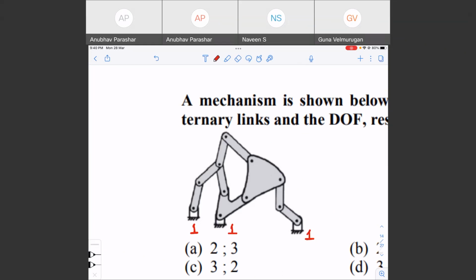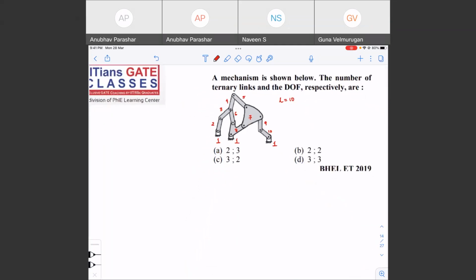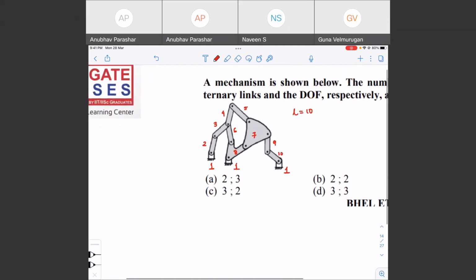After that, let me see how many links are there. So in total, I can see there are 10 links. L is equal to 10. Correct me if I'm wrong. First, we'll find out the degree of freedom. Okay, let me first find out ternary links.